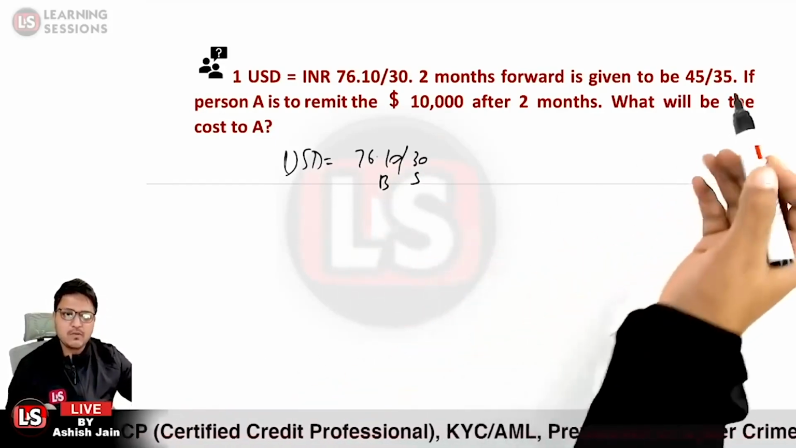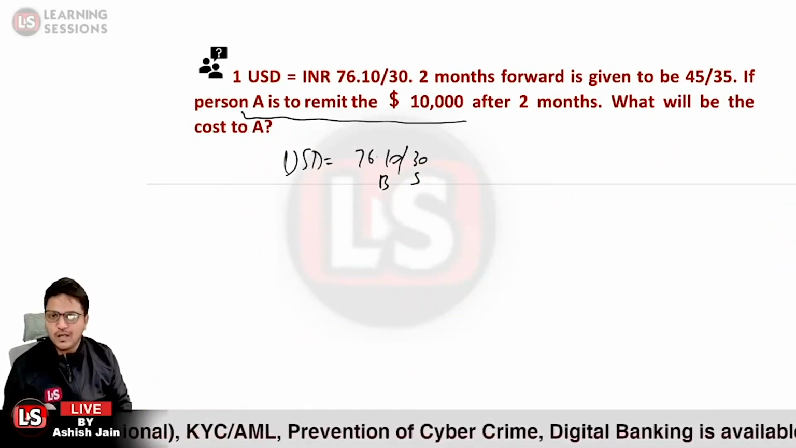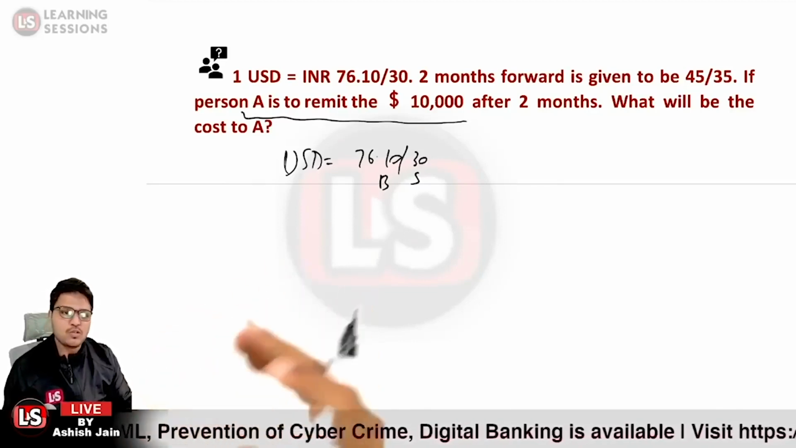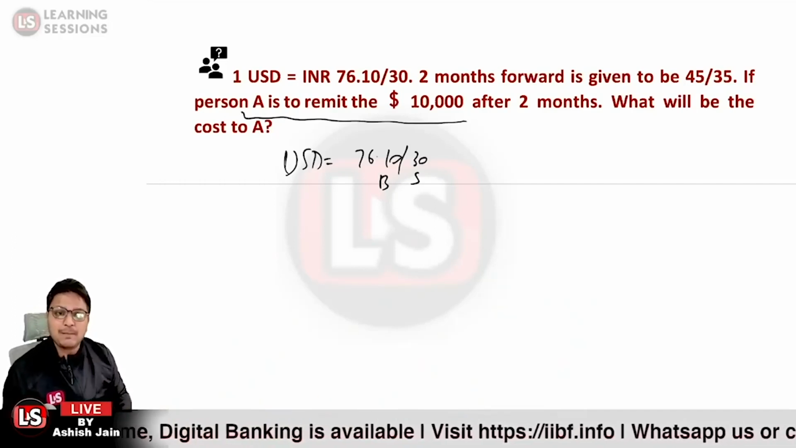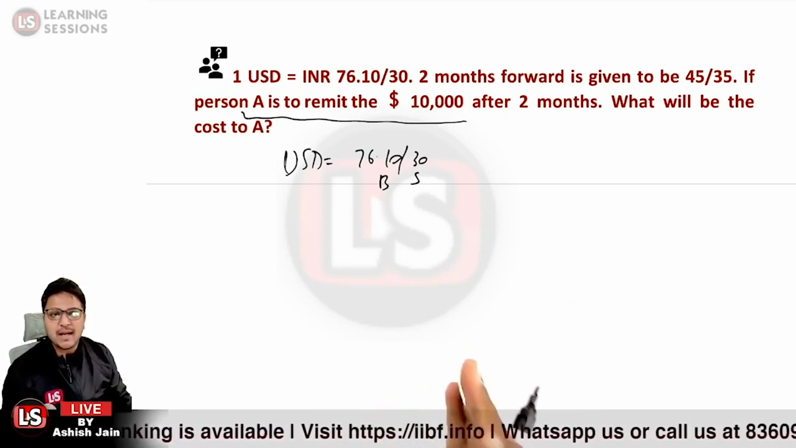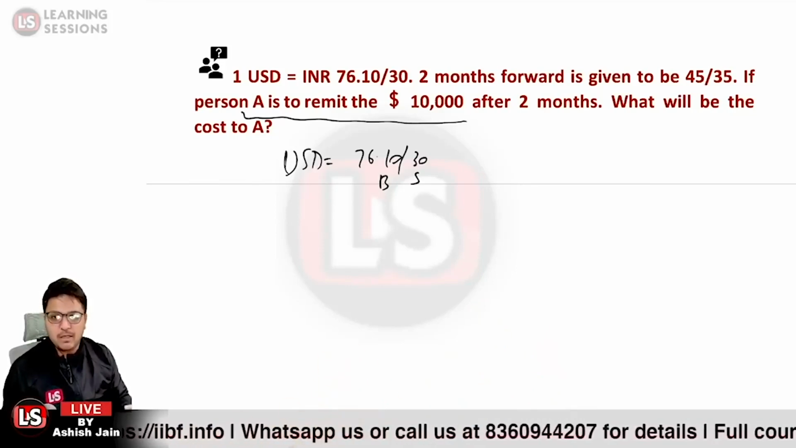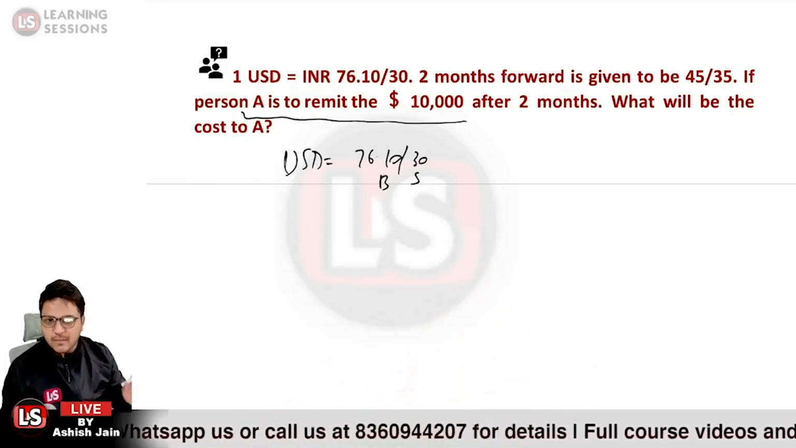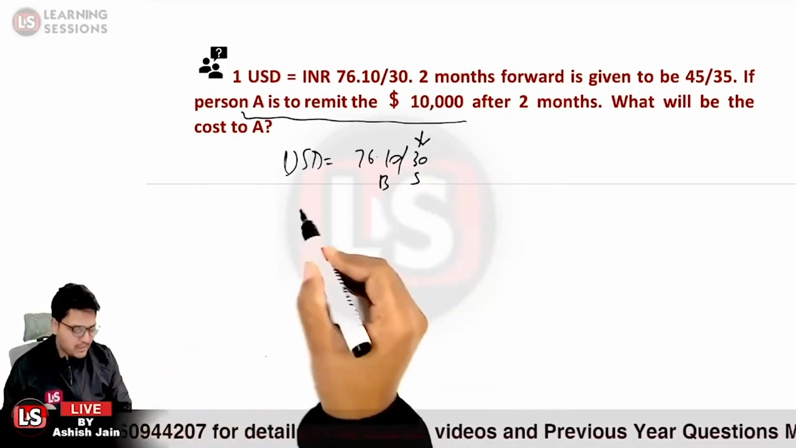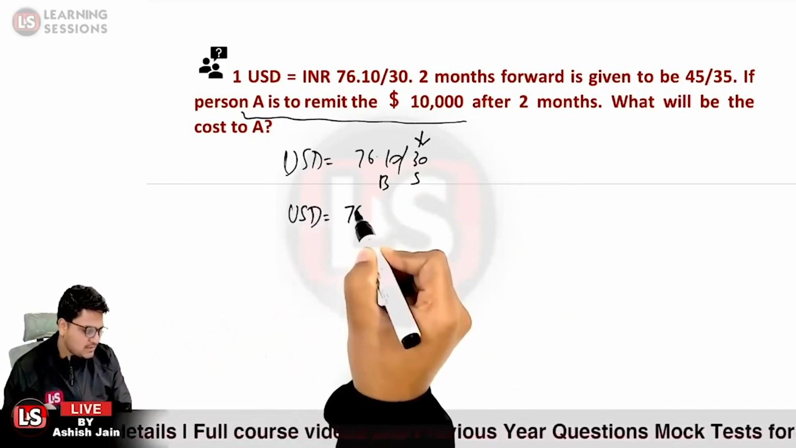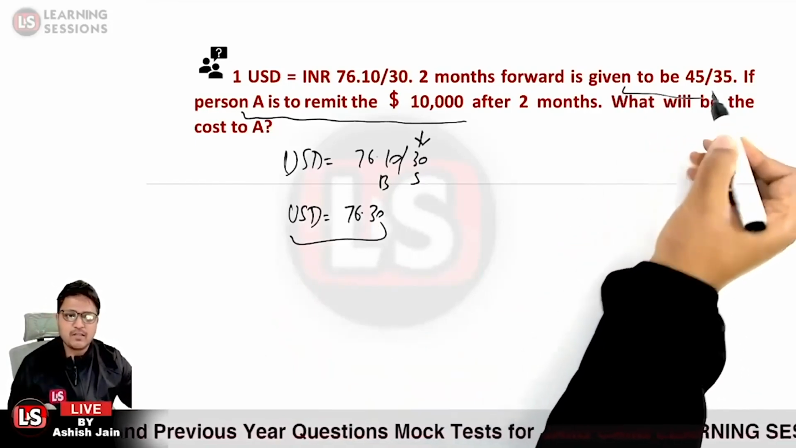And further, it is now given over here that person A is to remit the USDs. Person A is basically an individual who wants to remit USDs. Now if he wants to remit the USDs, he has to purchase the USDs first of all. And at what price will he be able to buy the USDs? At the price at which the market is ready to sell. So he or she will be able to buy the 10,000 USDs at a price at which the market is ready to sell. So what rate shall be quoted? It will be the selling rate that shall be quoted. So we can simply say USD is equal to 76.30 over here.